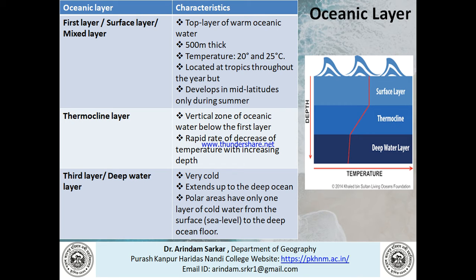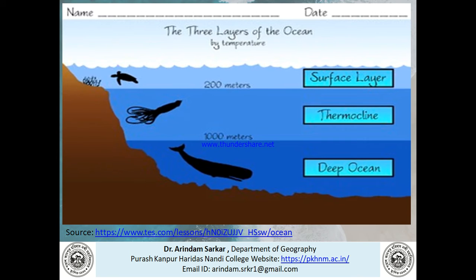Now the thermocline layer, that is the second layer, is a vertical zone of ocean water below the first layer, and in that layer we can experience a rapid rate of decrease of temperature with depth. And third is the deep water layer, that is very cold and extends up to the deep ocean floor. The polar areas have only one layer of cold water from the surface to the deep ocean floor.